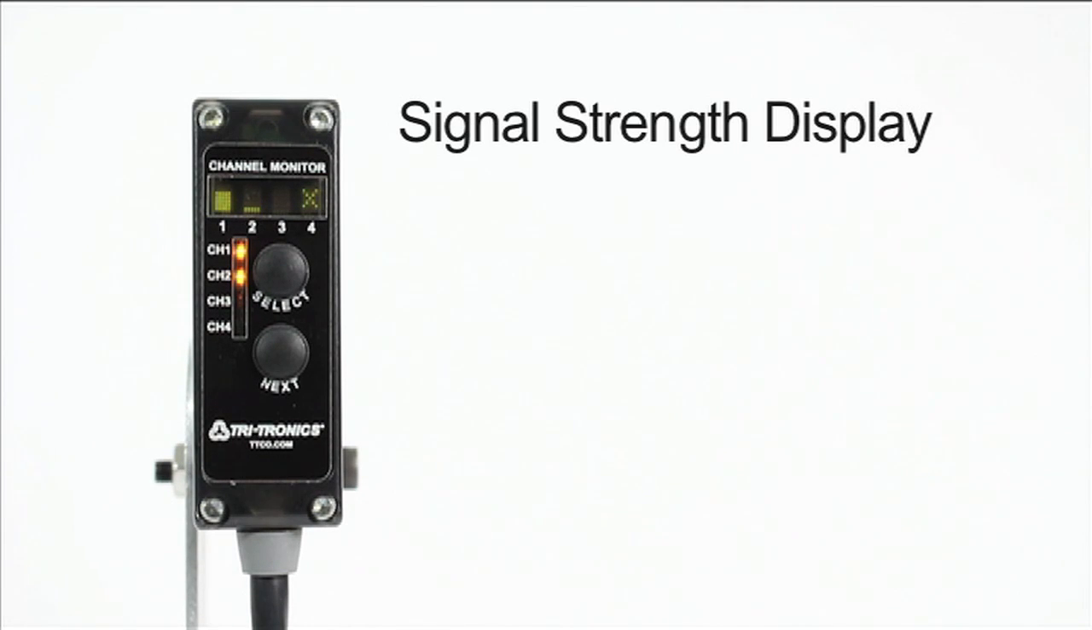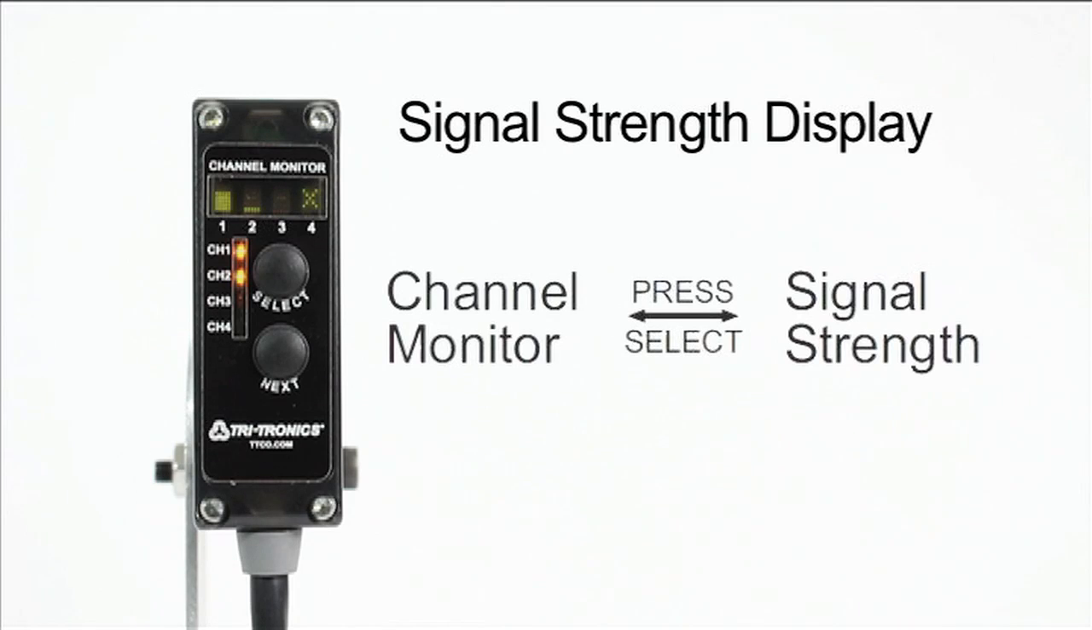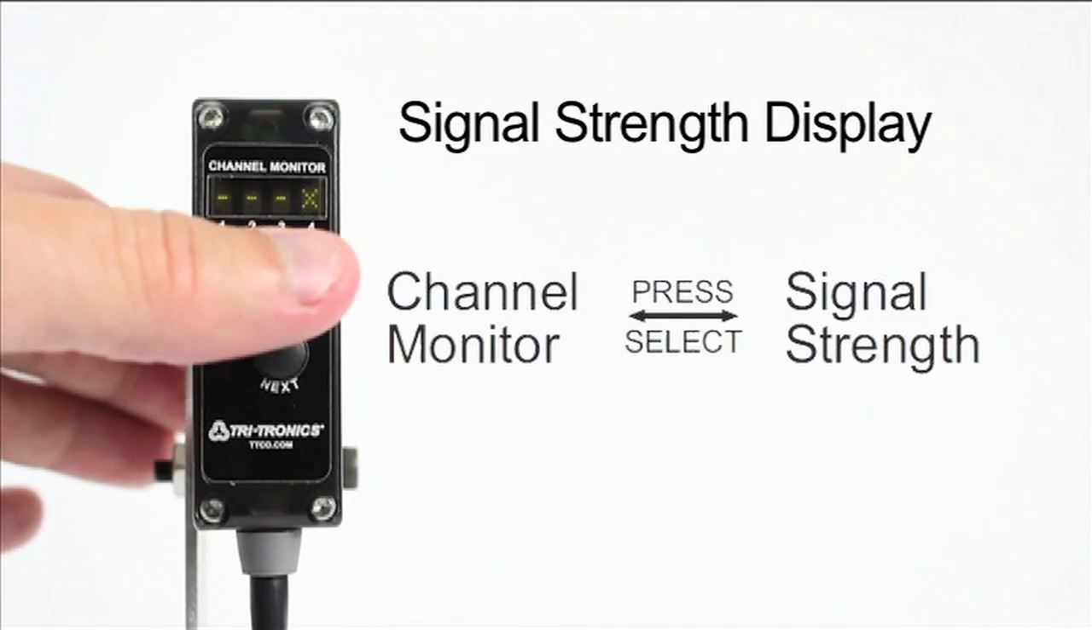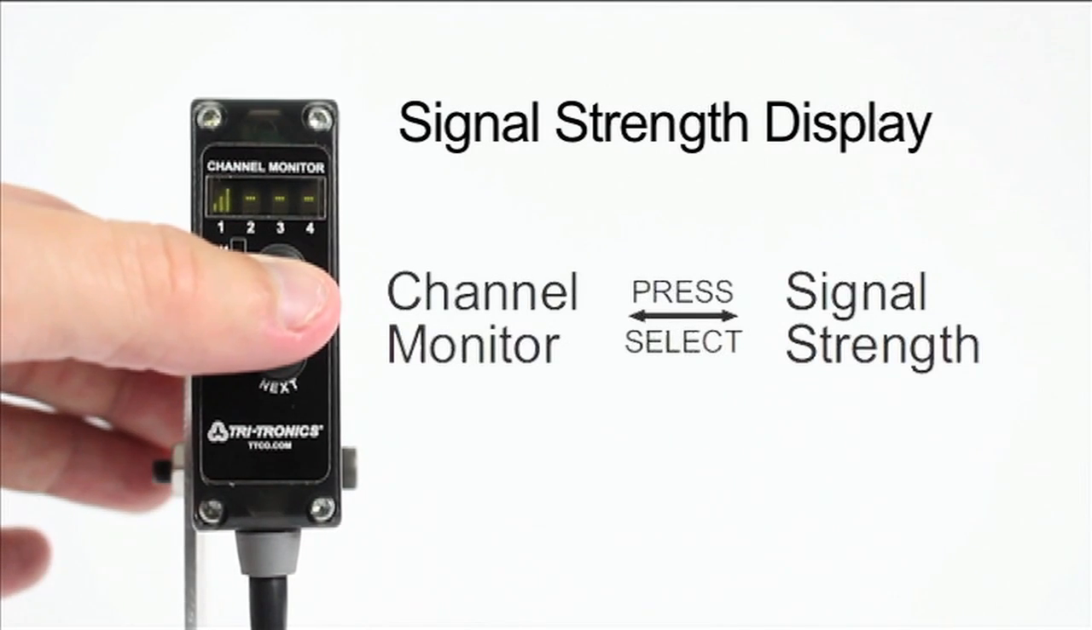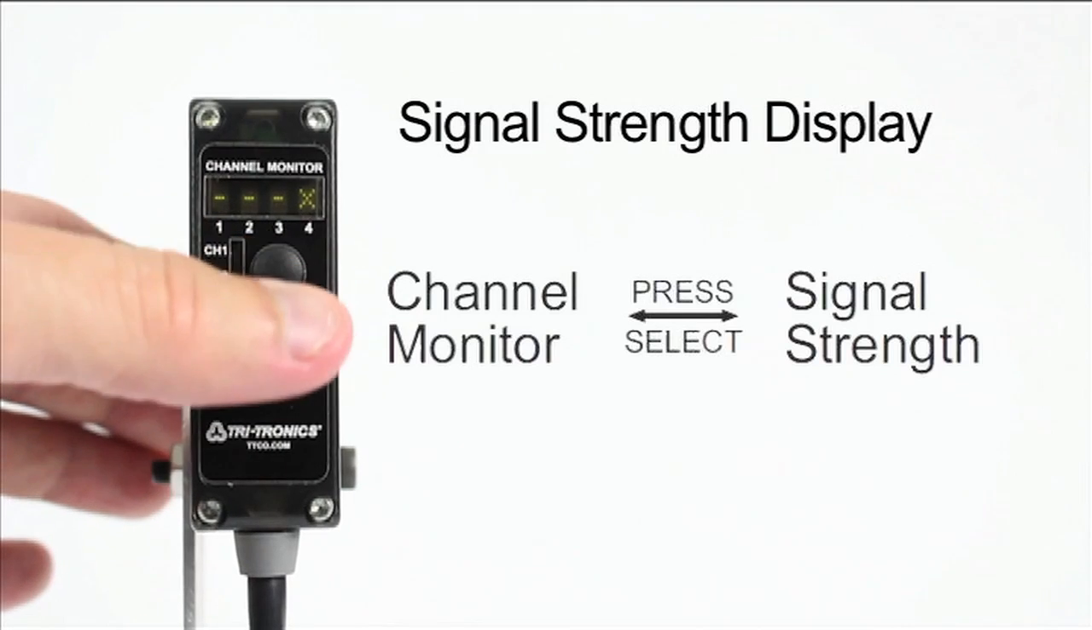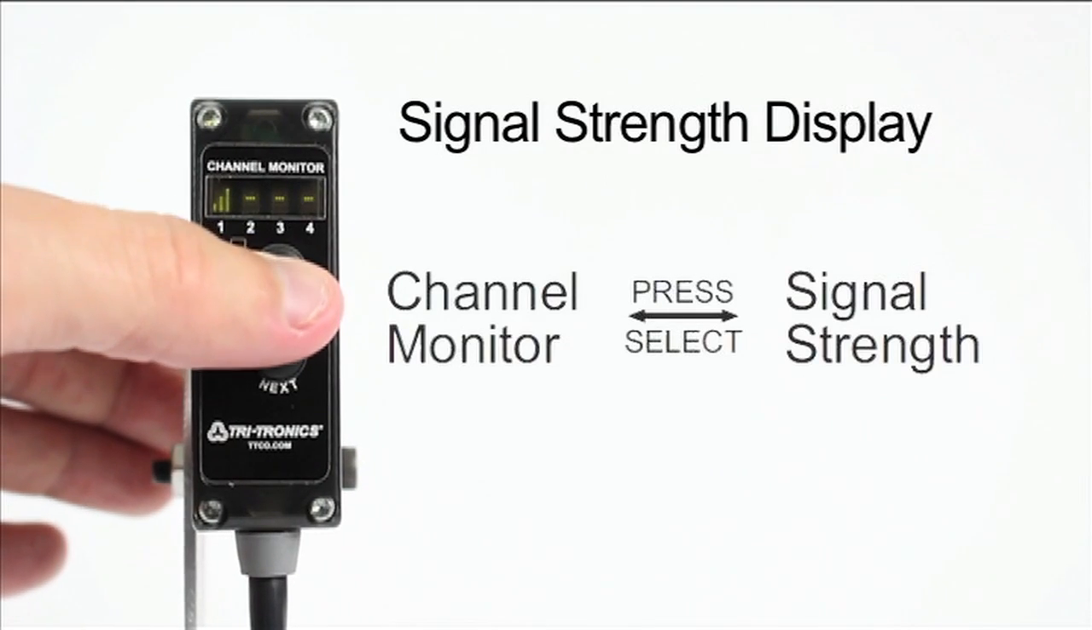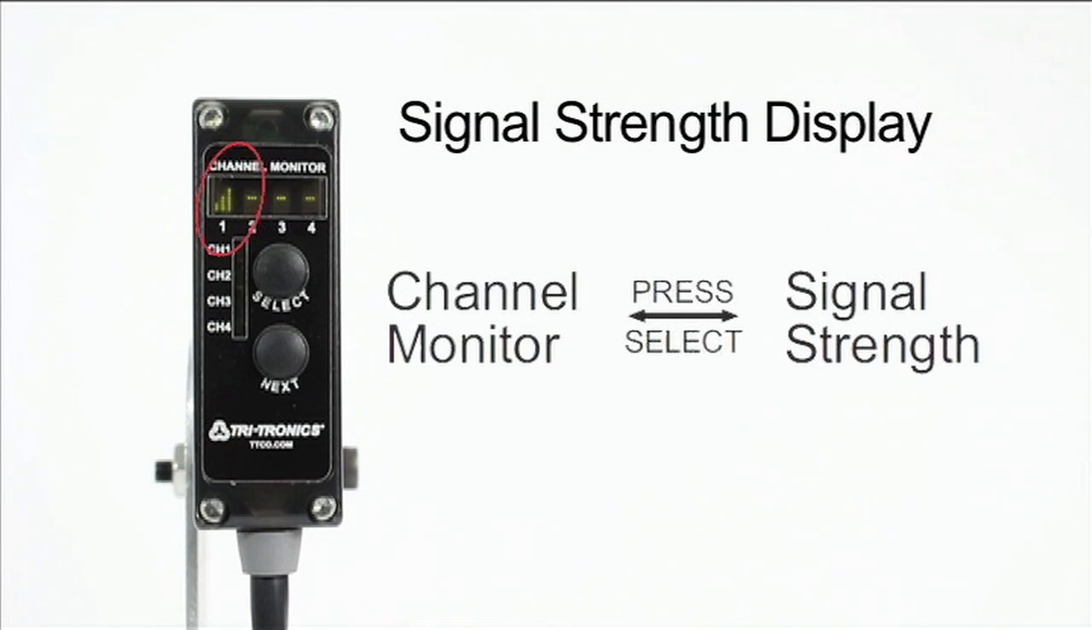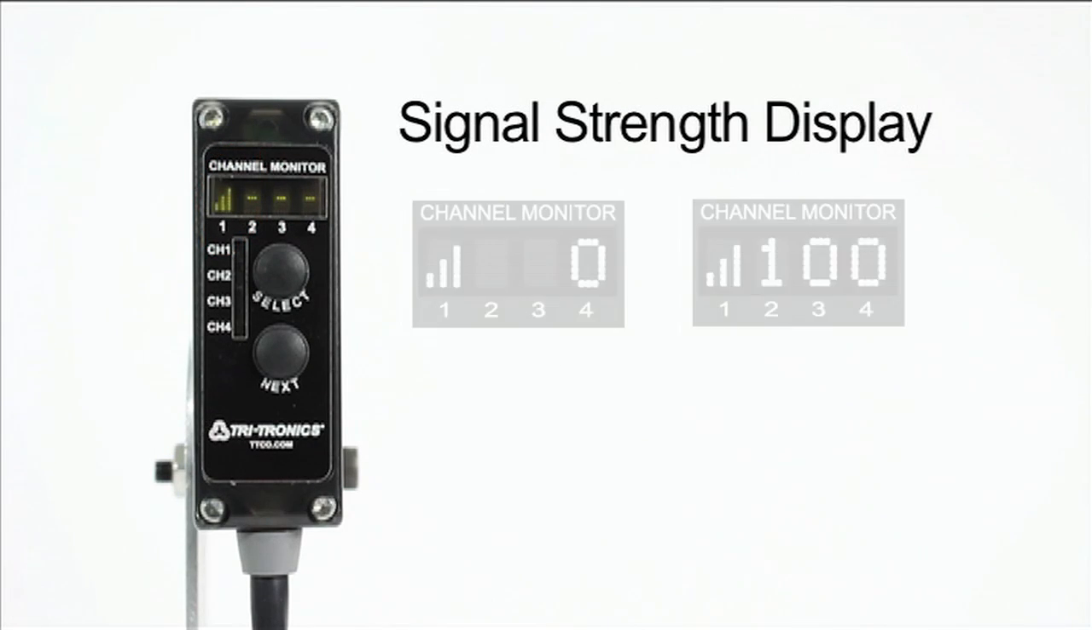A signal strength display is also provided as a setup tool. You can toggle back and forth between the channel monitor and the signal strength display by pressing the select button. The small 3-bar graph on the left side signifies you are in the signal strength display. This display is intended to help you set up for best detection of your target objects.